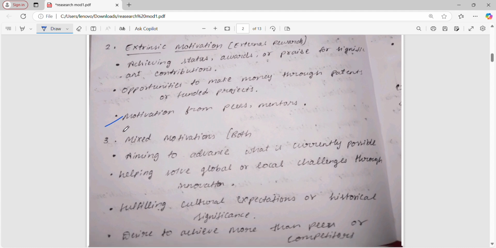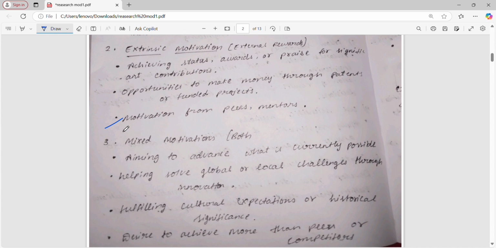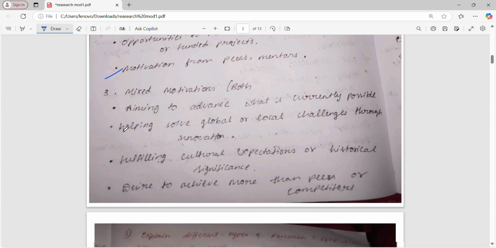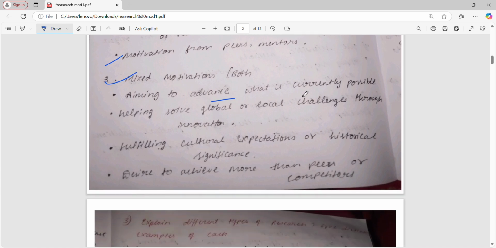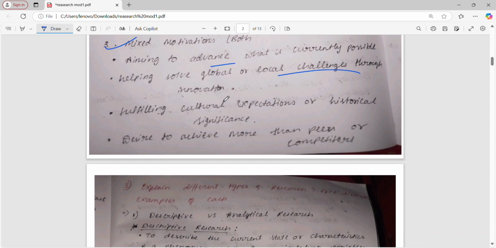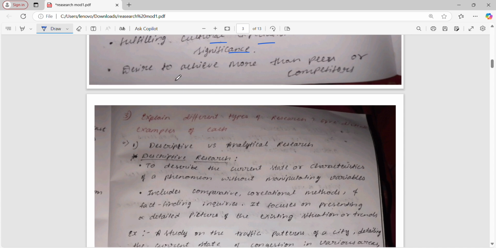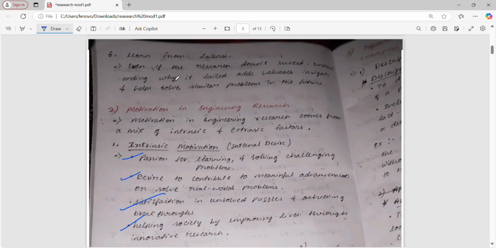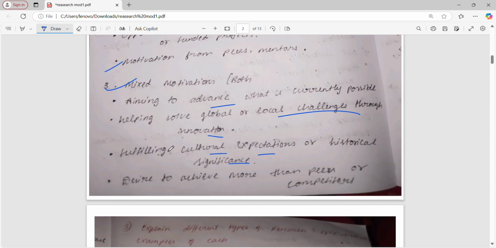Motivation from peers and mentors is also extrinsic. For example, if your friend joins research and you also get motivated to do research, that is extrinsic motivation. Mixed motivation means both intrinsic and extrinsic: aiming to advance what is currently possible, helping to solve global or local challenges through innovations, fulfilling cultural expectations or historical significance, and desire to achieve more than peers or competitors. In motivation there are three: intrinsic, extrinsic, and mixed motivators.